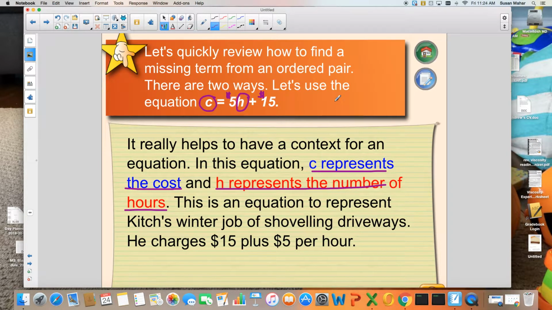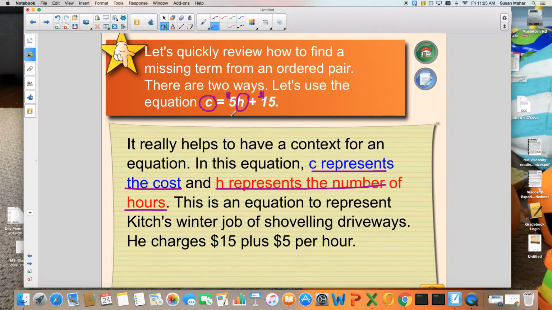So just to get him to come out and do your driveway, he's automatically going to charge you $15, and then so that would be for a 1 hour driveway. And then if it takes any longer than that, he's going to charge you $5 an hour more than that. And we want to be able to figure out the cost for different driveways.